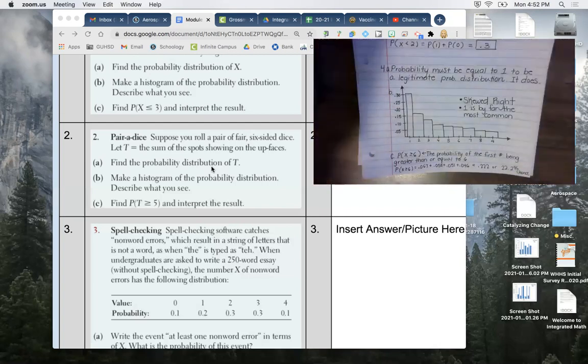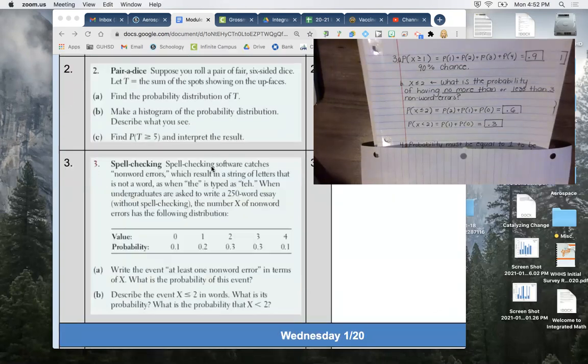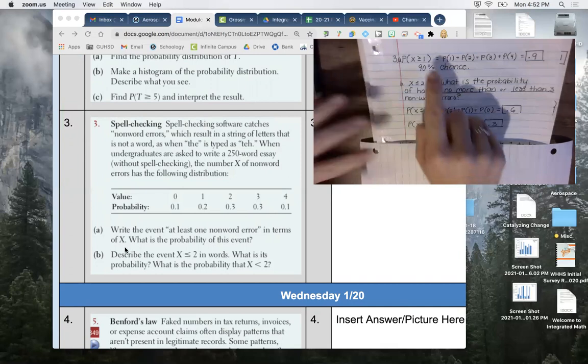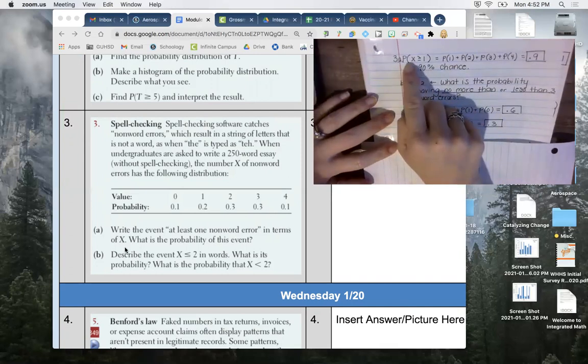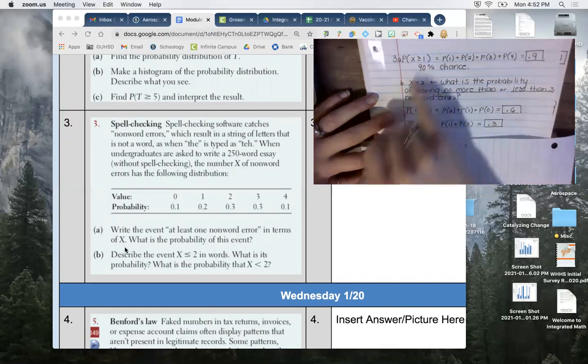Okay, and in our last example, number 3, last example of the day. In this one, it's giving you a table for the probabilities of non-word errors, and all you had to do here was calculate different events. So this first one says, write the event at least one non-word error in terms of X. So that's what it would mean here. Probability of X at least 1 is greater than or equal to 1.